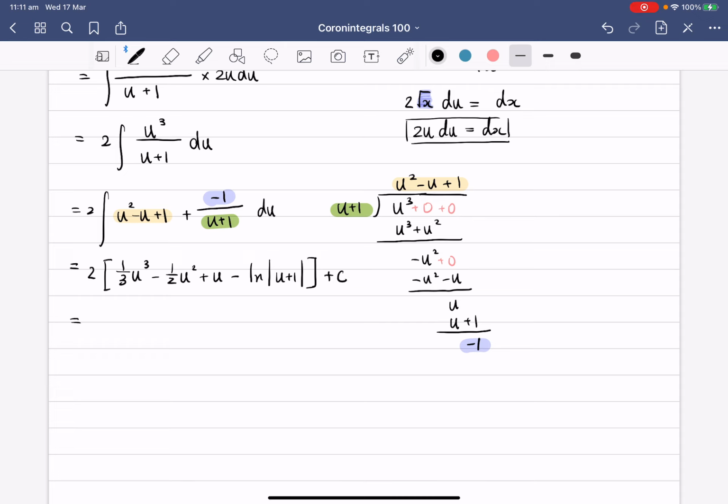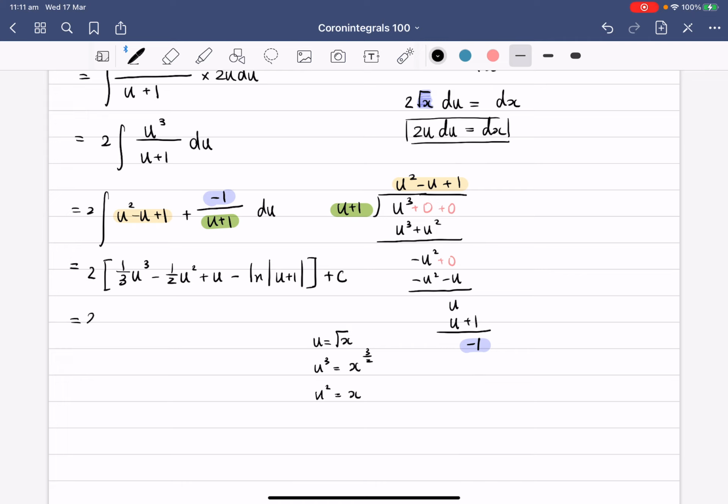Okay, once you finish that, we just need to substitute everything back. All right, we need to replace all the u by x. So again, remember what u equals to. So we let u equal to the square root of x. So therefore, u to the power 3 is equal to x to the power of 3 on 2. And u squared is just equal to x.